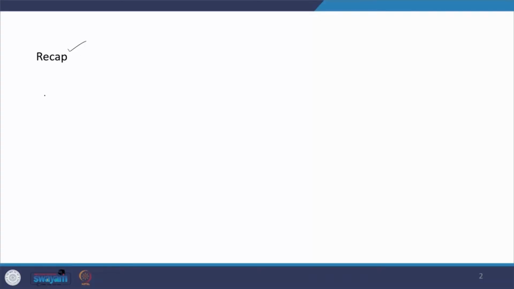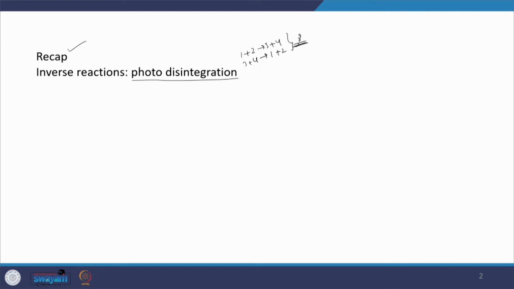So, I have discussed the recap, that is inverse reactions in the previous lecture, whatever was covered, and in today's lecture I will complete the inverse reactions by taking into account an example for photo-disintegration. Why? Because in the previous class I have taken 1 plus 2, 3 plus 4 and 3 plus 4 giving rise to 1 plus 2. Nowhere gamma is involved, right? And if gamma is involved, how the cross section ratio and reaction rates ratio will look like, that I will discuss in today's lecture. Okay. And then the energy production in stars and the lifetime of the nuclear reaction I will discuss.